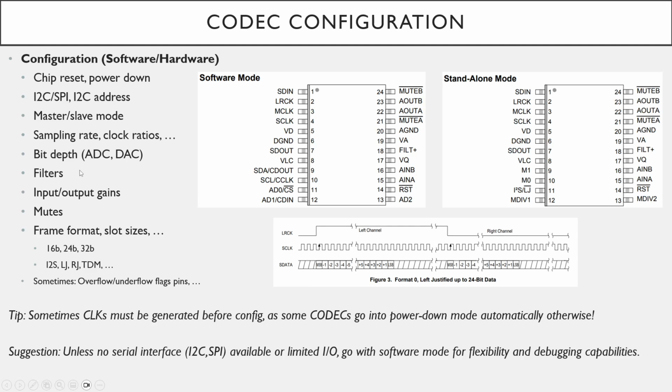Oftentimes these codecs might include certain filters, digital filters, such as high pass filters, low pass filters, maybe volume or gain controls, mute circuitry, frame format, slot sizes, and much, much more. And we'll go through that for this particular codec. Typically, you will do your configuration before you start your I2S streams, but keep in mind some codecs require, for instance, a master clock to be generated before we can do the configuration, as some codecs do go into power down or sleep mode automatically if there's no clock signal applied.